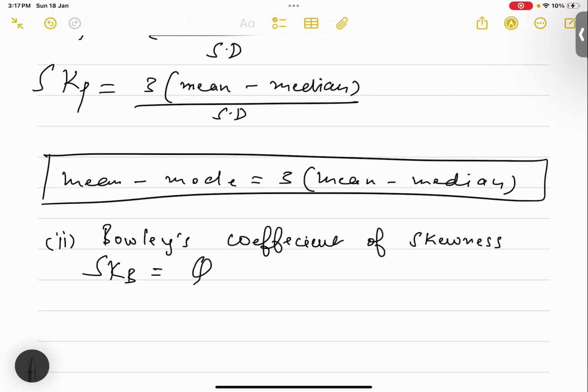So this is equal to Q3 plus Q1, the extremes, minus twice the median, upon Q3 minus Q1. So Q3 plus Q1 minus twice Q2. Q2 is the median. So this is the formula for SKB.